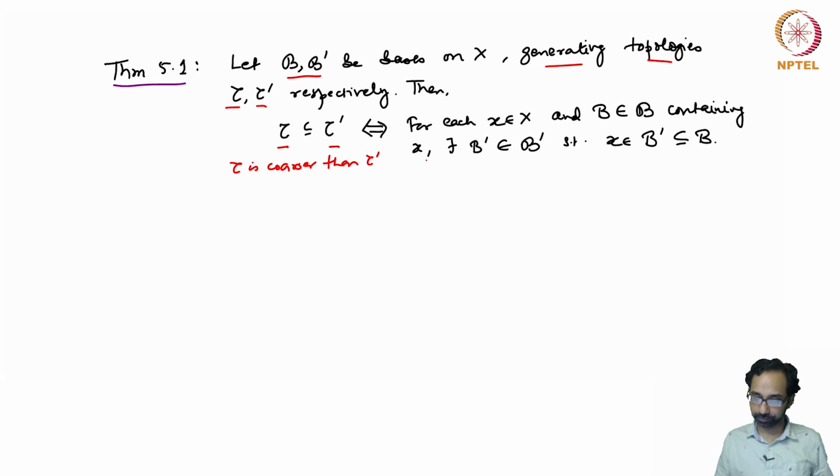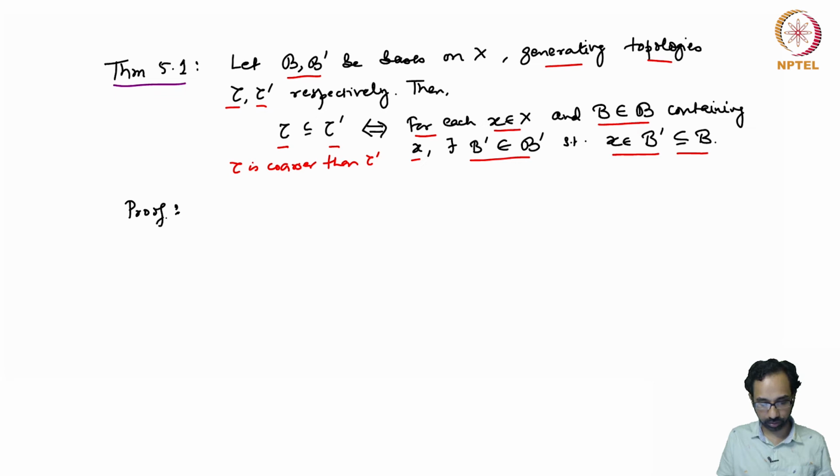If and only if for each x in X and any basis element B in the basis B, remember that it generates the topology tau, if you take any basis element B containing x, there exists a basis element B prime in the second basis B prime such that x is contained in B prime and B prime is a subset of B. So let us see a proof of this theorem.